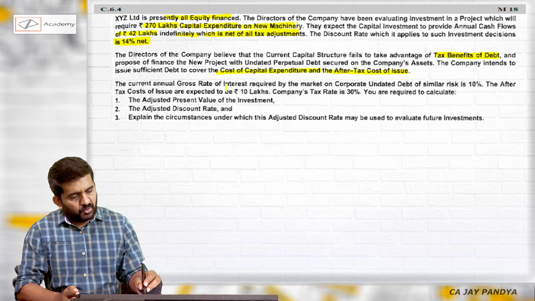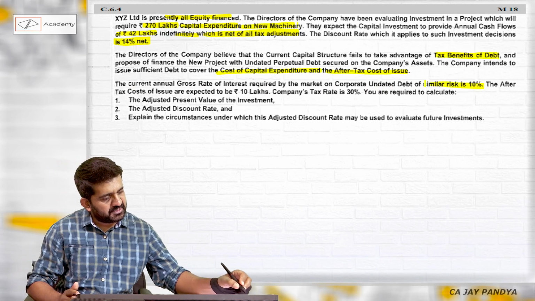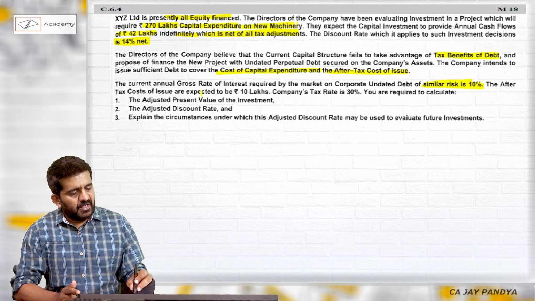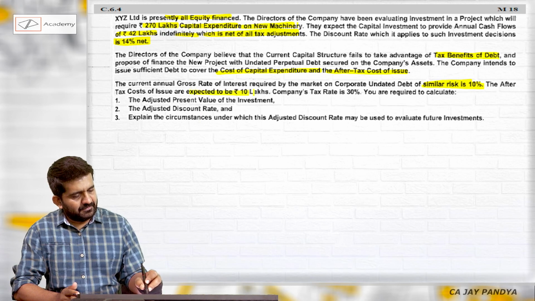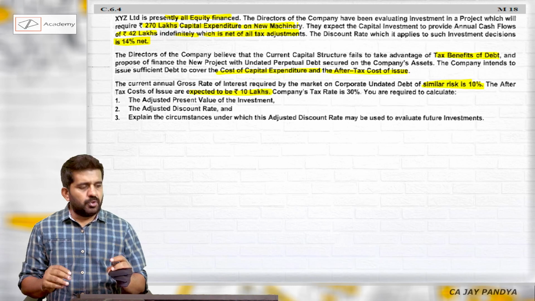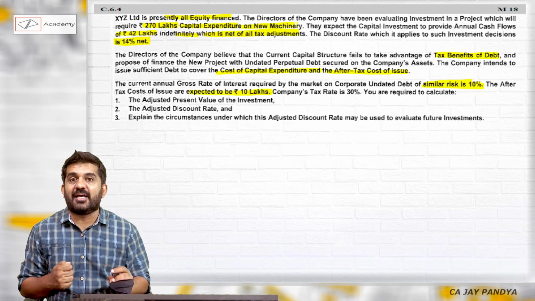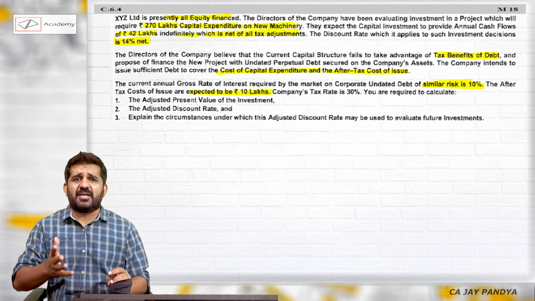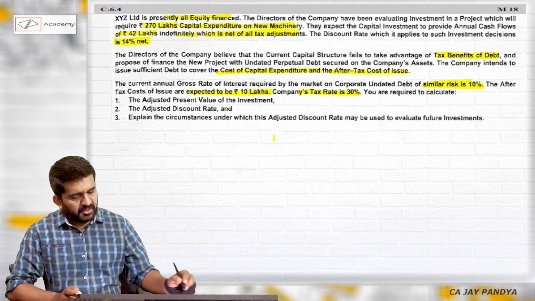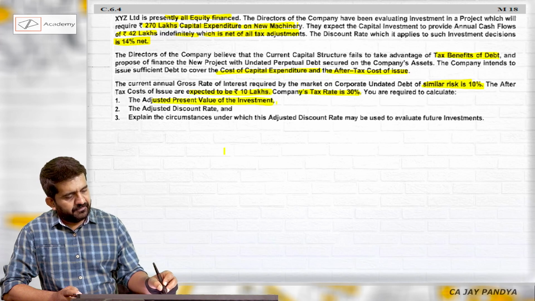The current gross rate of interest required by the market on corporate undated debt of similar risk is 10%. The after-tax cost of issue is expected to be 10 lakhs. So this is after tax. If you want to issue your debt, you will have to incur expenditure of 10 lakhs rupees post tax. So everything, tax benefit, tax paid, everything is considered in. The tax rate of the company is 30%. You are required to calculate the adjusted present value of the investment.